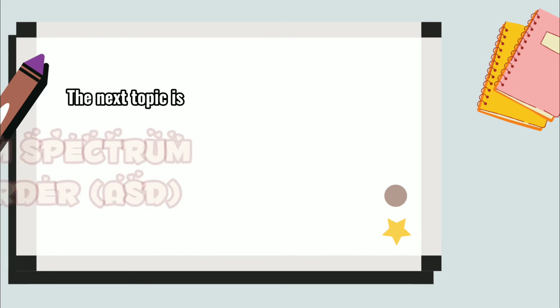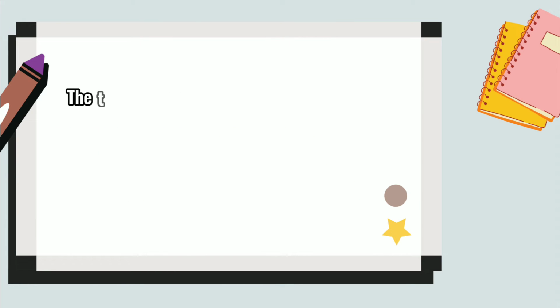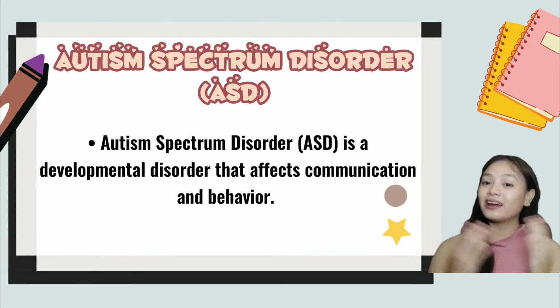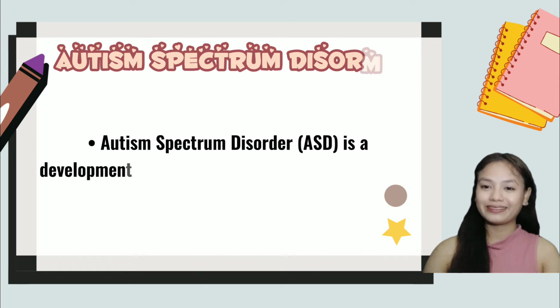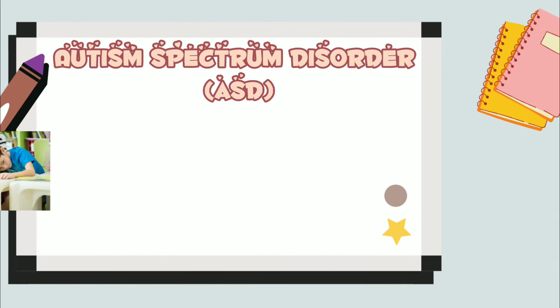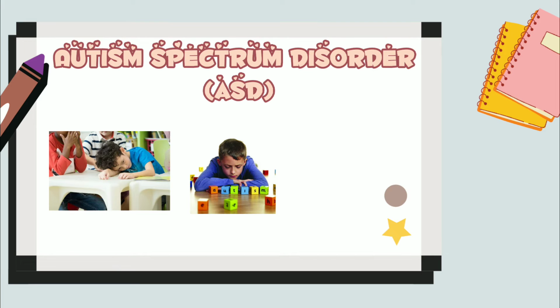The next topic is Autism Spectrum Disorder or ASD. Autism Spectrum Disorder is a developmental disorder that affects communication and behavior. It is a brain development disorder that affects how a person perceives and interacts with others, producing difficulties in social interactions and communication.